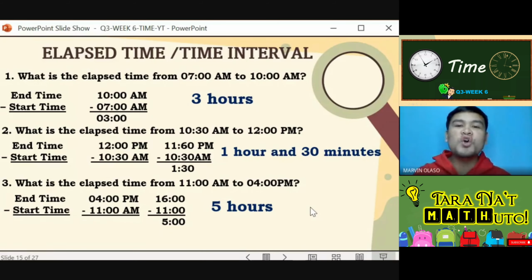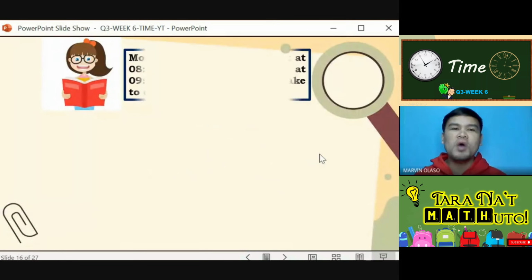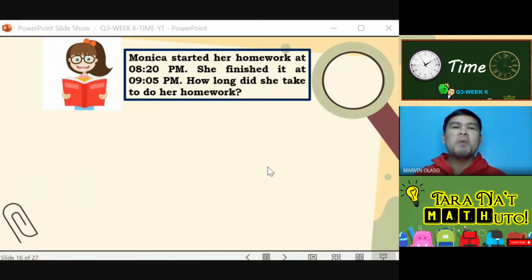Now, since you know already how to compute the elapsed time, we will go now to solve a problem. Let's try this one. Ayan. Monica started her homework at 8:20 p.m. She finished it at 9:05 p.m. How long did she take to do her homework?